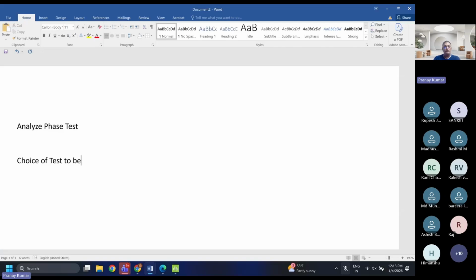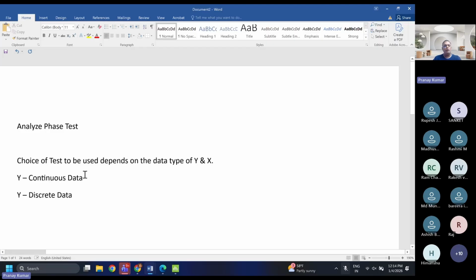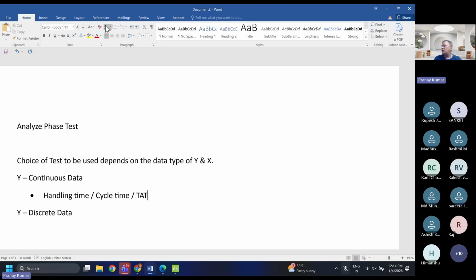The test to be used depends on the data type of your Y and the X's, or the factor. First possibility: Y may be continuous data or Y may be discrete data. I could end up doing a project on something like handling time, cycle time, turnaround time, etc., which is all continuous, or I may end up doing a project on things like quality score, attrition percentage, productivity count, etc. Everyone with me so far?